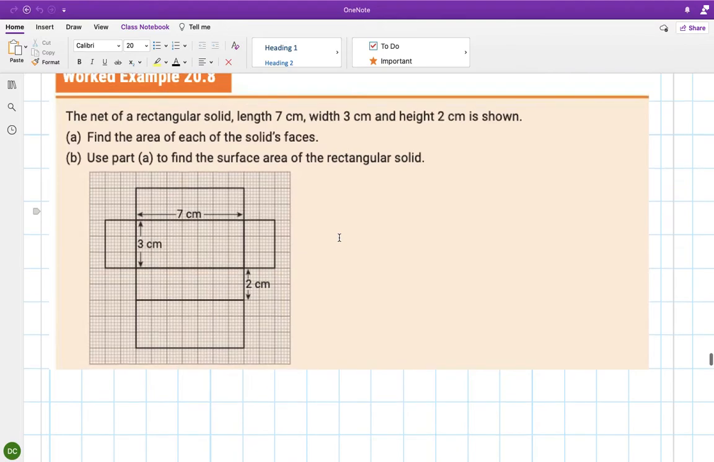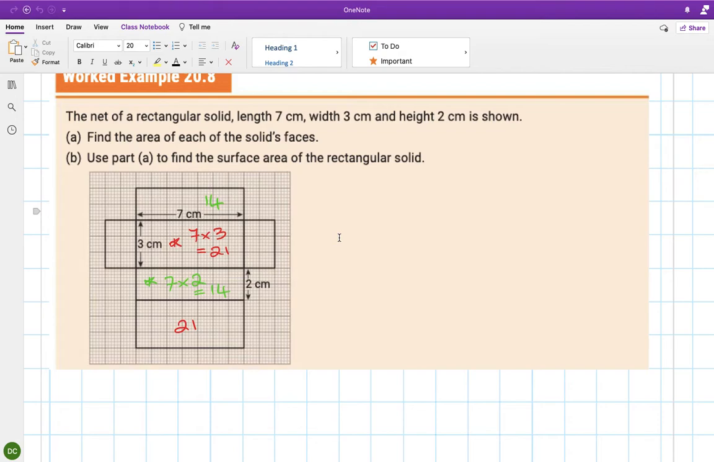But we can figure this out quite quickly. This one here, to get the area of that face, we would do 7 times 3, which is 21. But there's 2 of those faces, so this one's also 21. Likewise, we could do the side, so this one here, which would be 7 times 2, which is 14. But again, there's 2 of them, so that one's also 14.